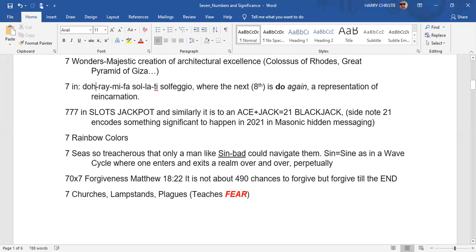Okay. The next one is 70 times 7. And we see this in the biblical reference in Matthew 18. And it's not about multiplying 70 times 7 and having 490 chances of forgiveness. But the message here is you're supposed to forgive until the very end of your life.